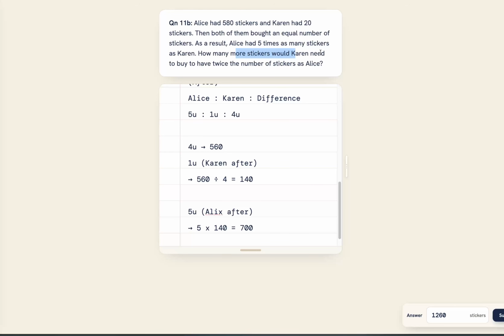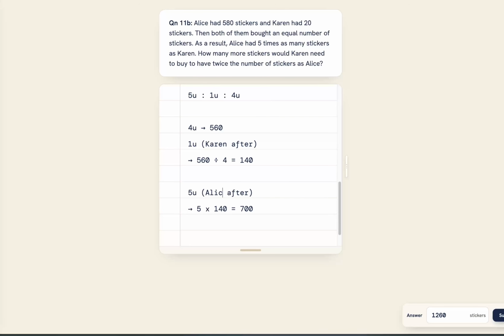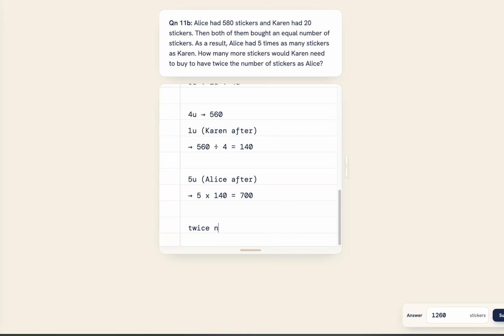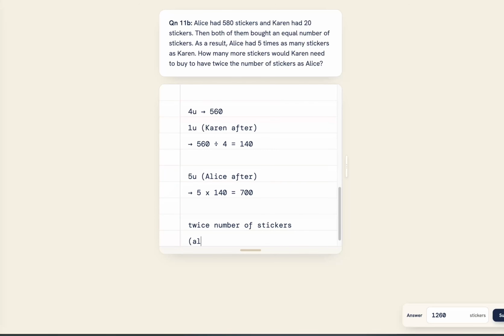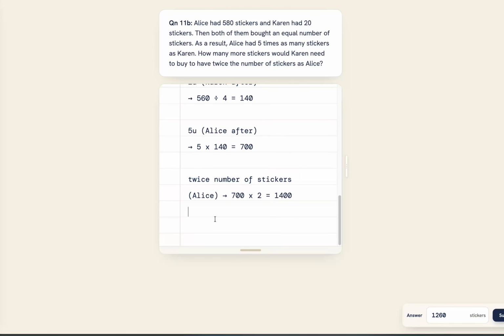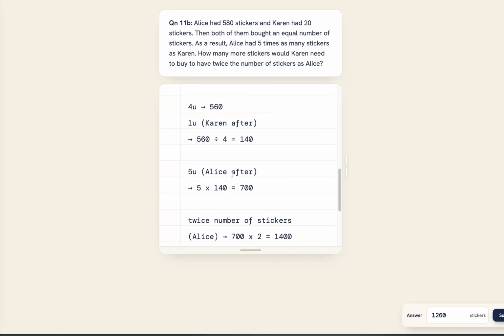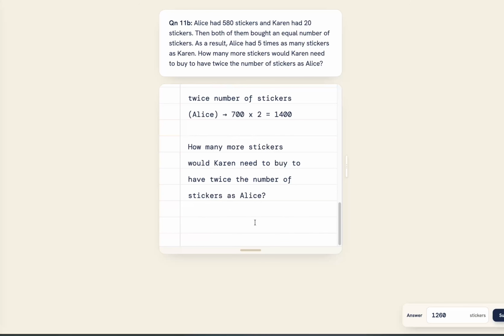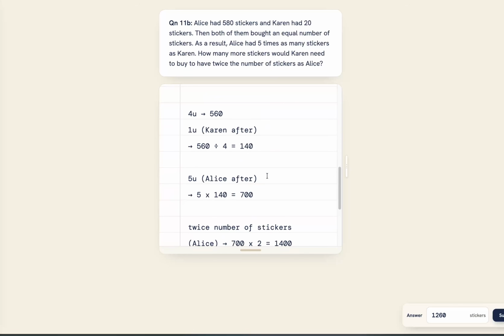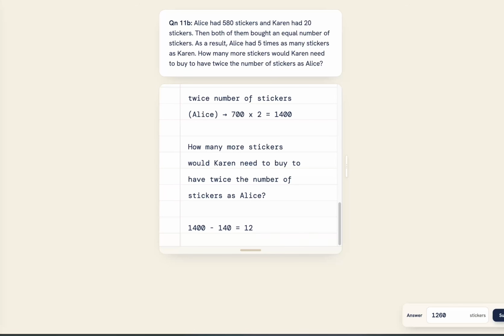So how many more stickers will Karen need to buy to have twice the number of stickers as Alice? That means twice the number of stickers for Alice is 700 times 2, which is 1400. So how many more stickers would Karen need? We know Karen after has 140. So it will be 1400 minus 140, and this will be equal to 1260 stickers. Okay, there you go.